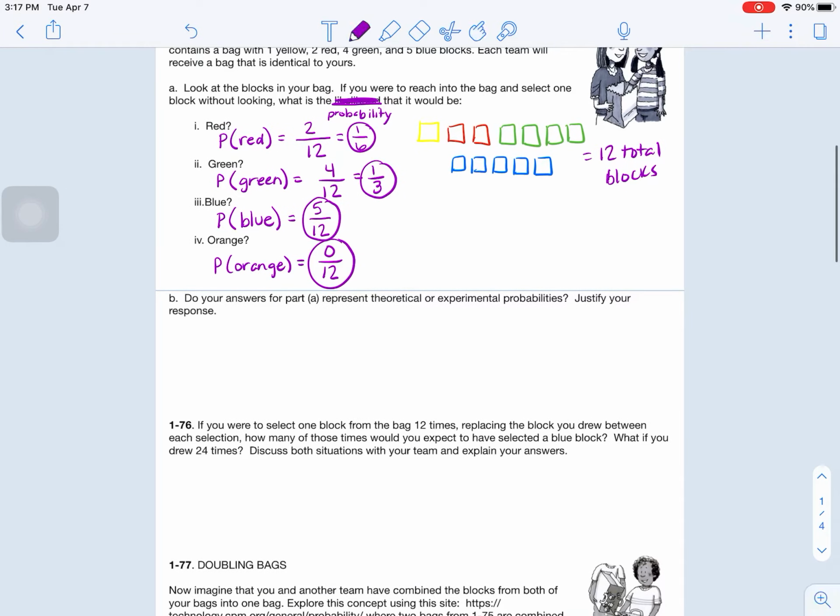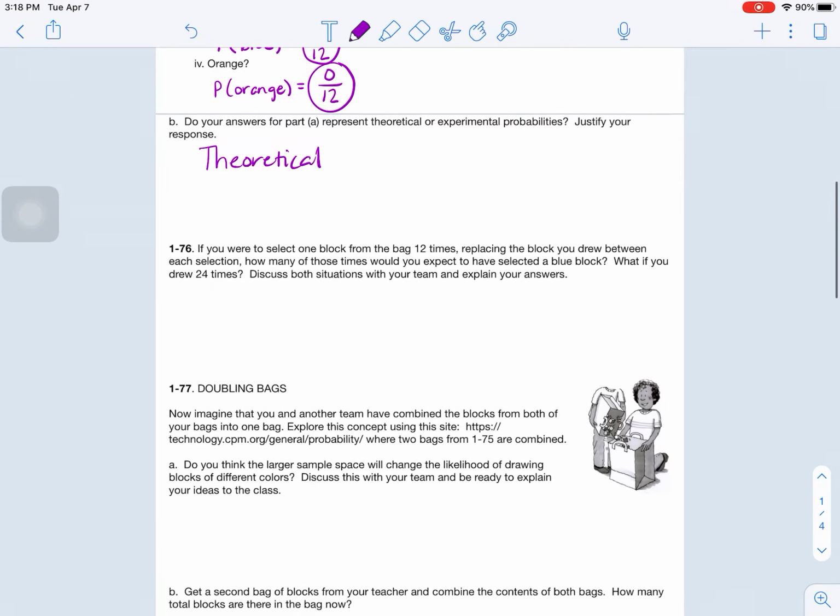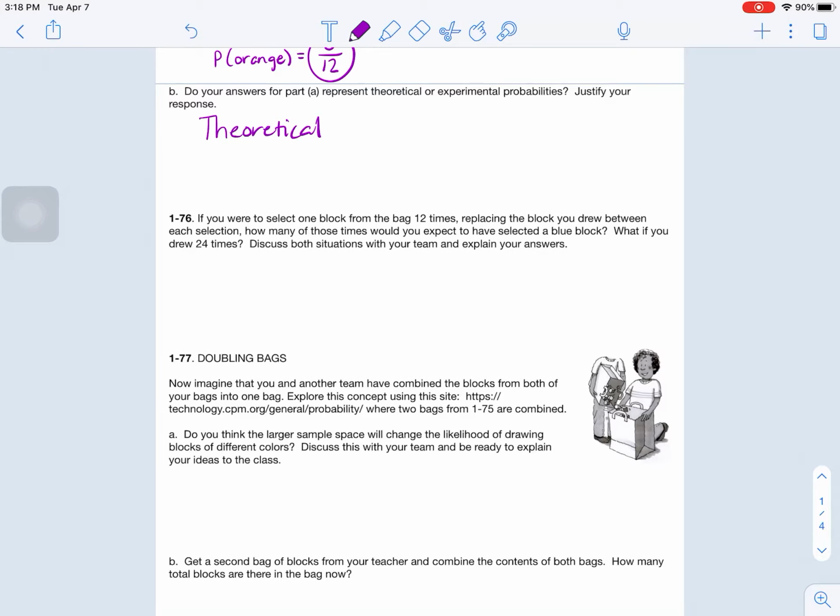All right, hopefully you chose theoretical. Because it is based on the blocks that are in there, how many are in there. I've not done the experiment yet, so that's going to be theoretical probability. We're then going to move on to 176.